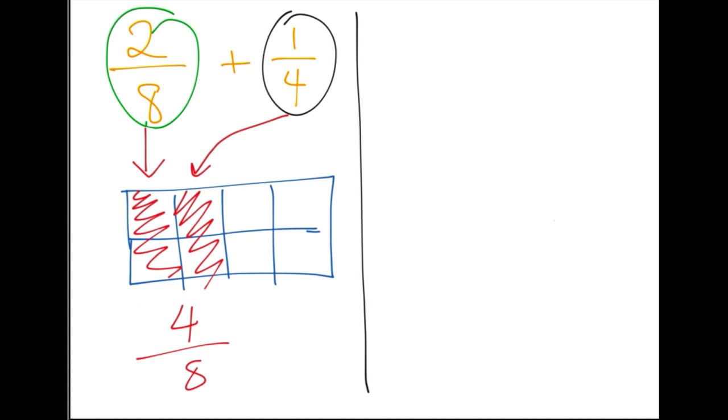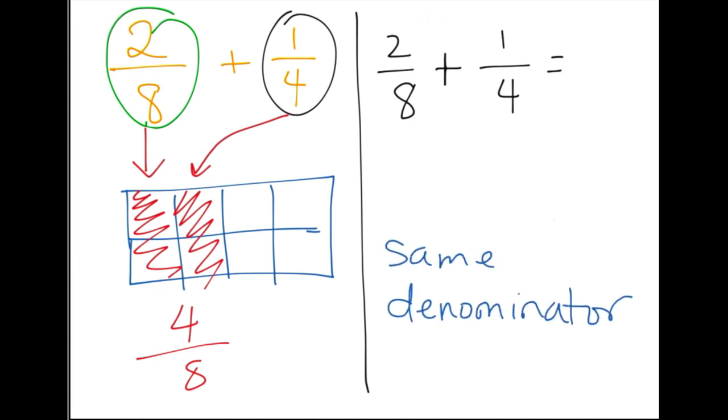Now let's look at the proper mathematical way of doing that. Remember, I want to have the same denominator. Here I have 8, here I have 4. They are not the same denominator. So how do I create the same denominator? What would happen if I multiply this denominator by 2? 4 times 2 is 8. So it will be the same thing.